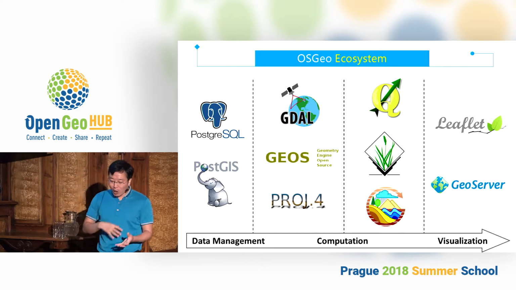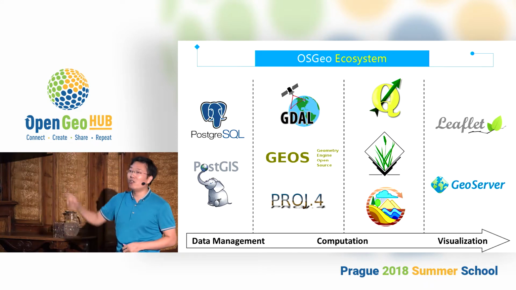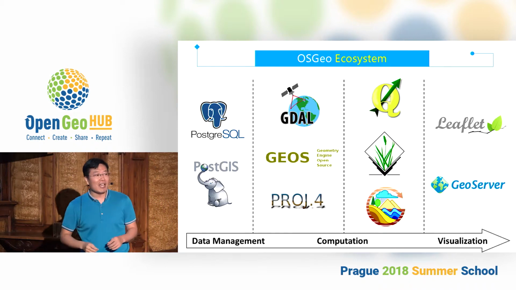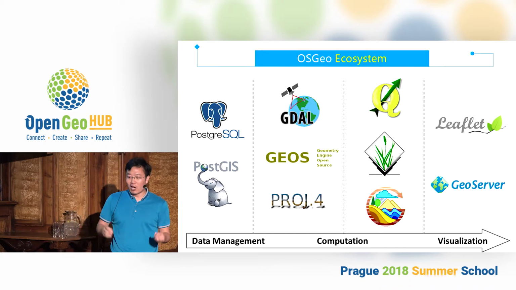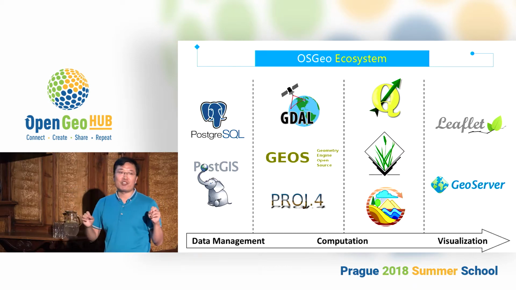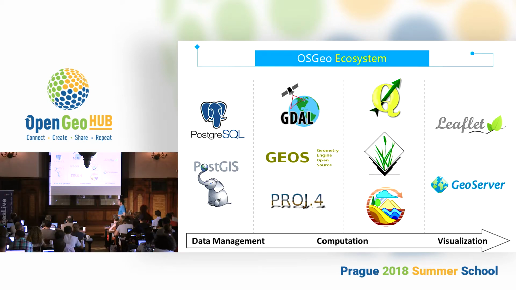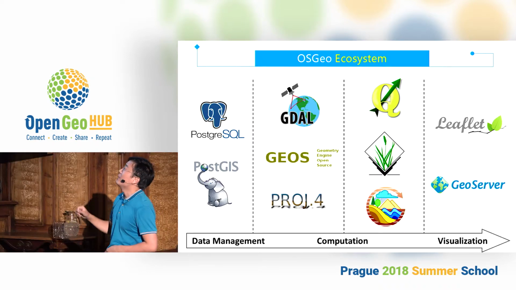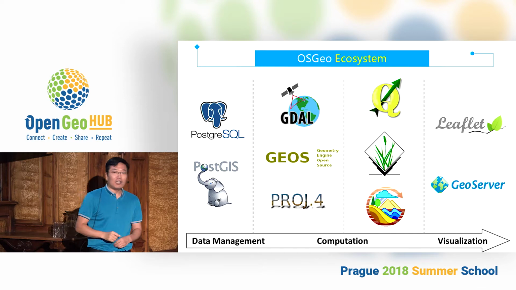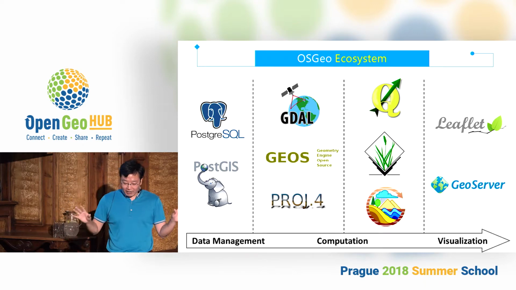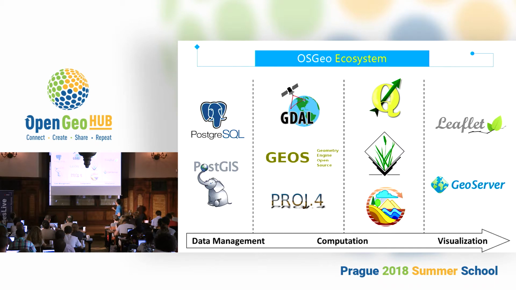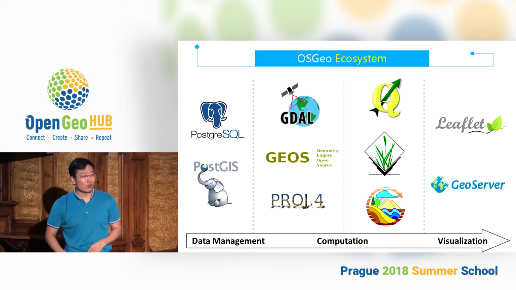Then some core packages like GEOS and PROJ.4 have fundamental functions that you can use to manage spatial data. After that, you can use open source GIS desktop software like QGIS, GRASS, and SAGA. And lastly, if you want to publish your data on the website, you need visualization using WebGIS, like Leaflet and GeoServer.